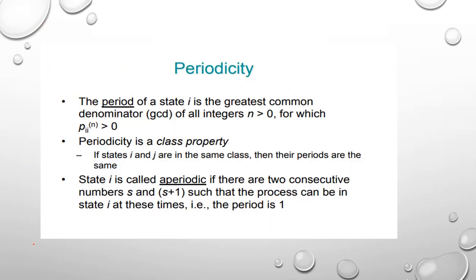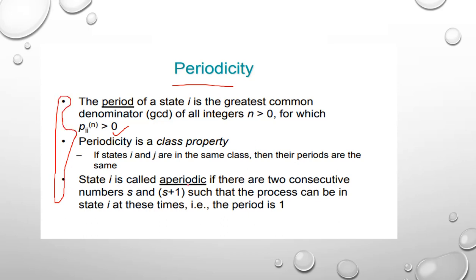This is an important topic, periodicity. The period of a state i is the greatest common divisor of all integers n greater than 0 for which p_ii^(n) is greater than 0. Periodicity is a class property. If states i and j are in the same class, then the periods are the same. These are all the points to remember when you are doing periodicity problems.